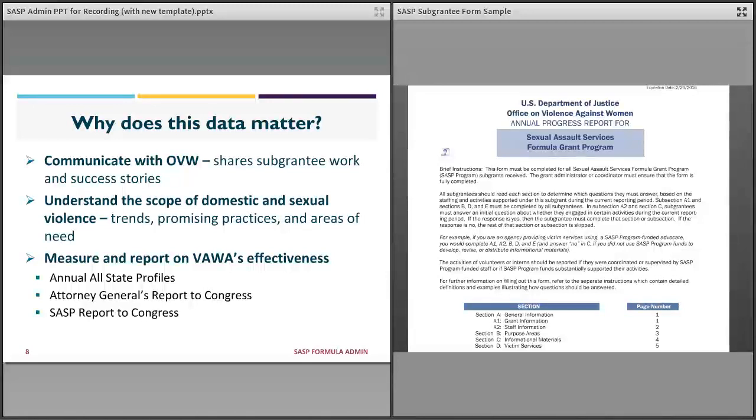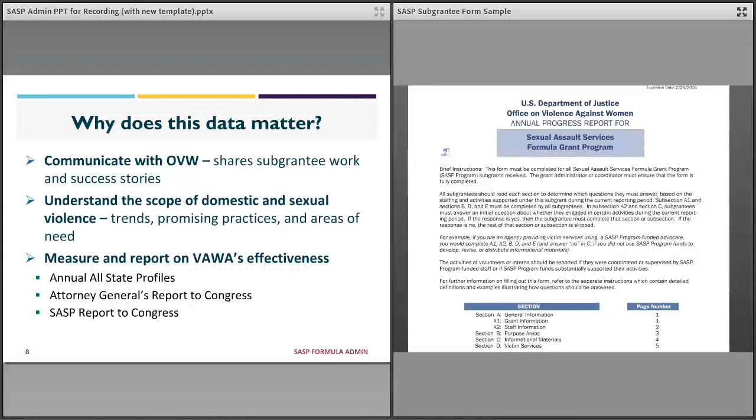Why does subgrantee data matter? First, the subgrantee report provides you with an opportunity to communicate directly to OVW and to help share your subgrantees' success stories with Congress and the general public. When you are reading through your subgrantees' reports, think about if they successfully convey how this funding has made a difference in how they do their work.